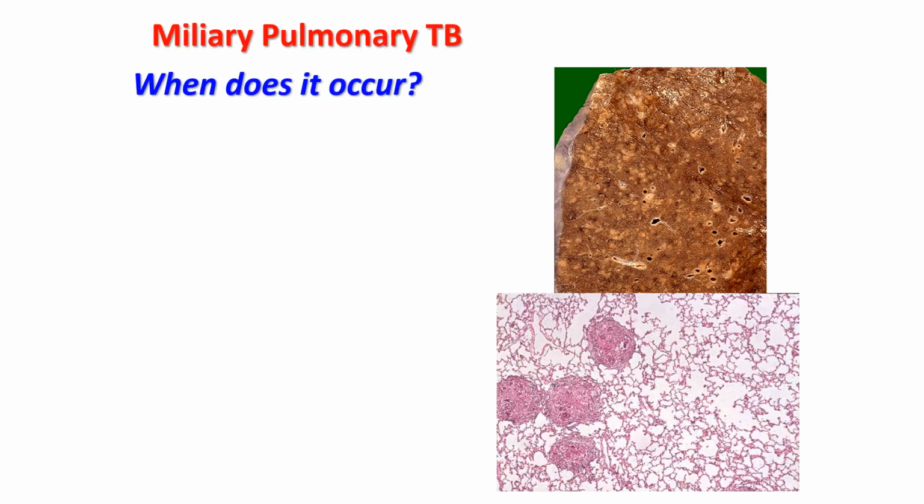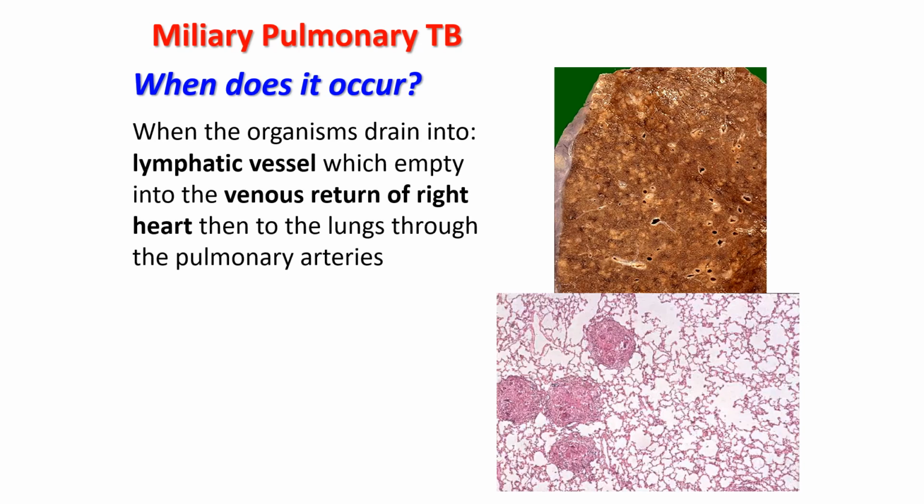So, miliary TB occurs when the organism drains into a vessel, either a lymphatic vessel or the venous return to the right heart, reaching the lung through the pulmonary artery, or when there is a pulmonary focus of TB that opens into one of the branches of the pulmonary artery. The pulmonary artery will distribute, forming multiple branches in the lung, and each branch will deliver organisms to one part of the lung tissue.